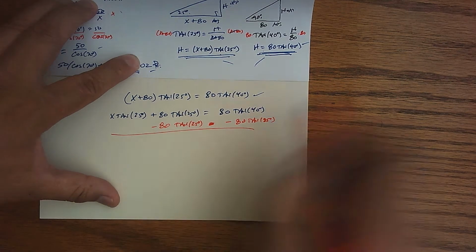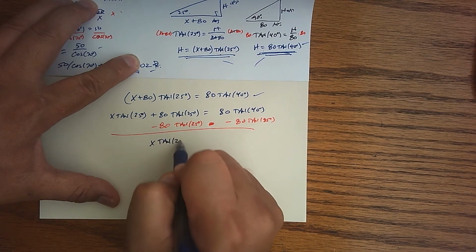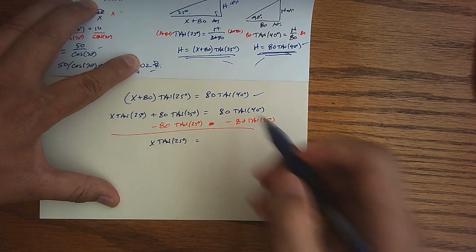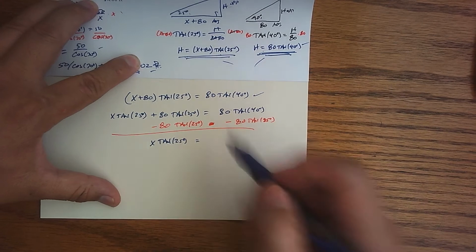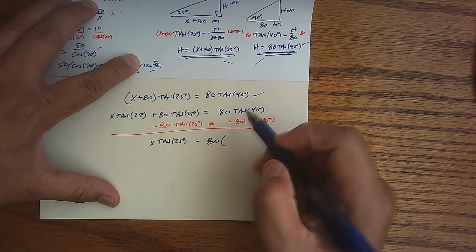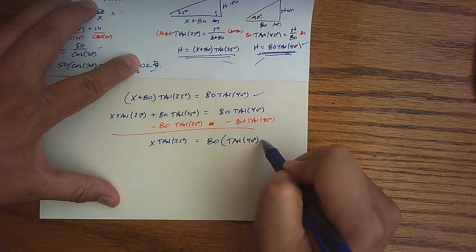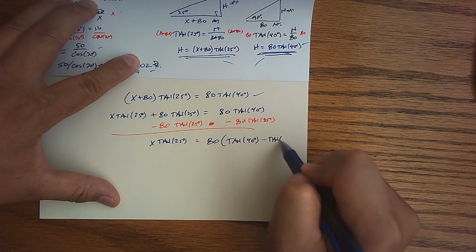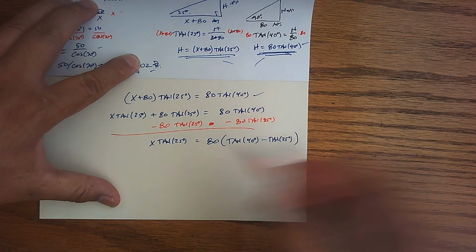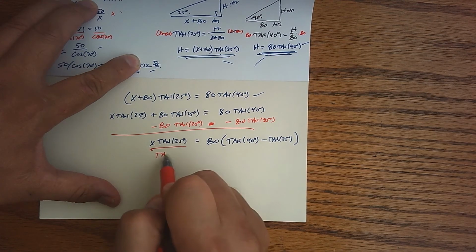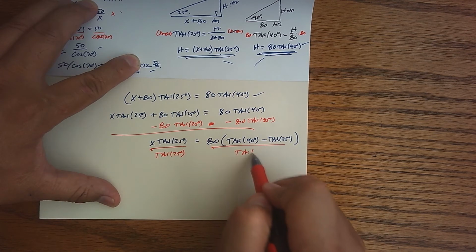Okay, so what do we end up with here? We have x tangent of 25 degrees equals, again, notice that the 80 is common to both. So I'm going to factor that 80 out, and in parentheses, I have tangent of 40 degrees minus the tangent of 25 degrees. All right, and of course, to finish this off, I'll divide both sides by tangent of 25. Whatever I do to one side, I do to the other.